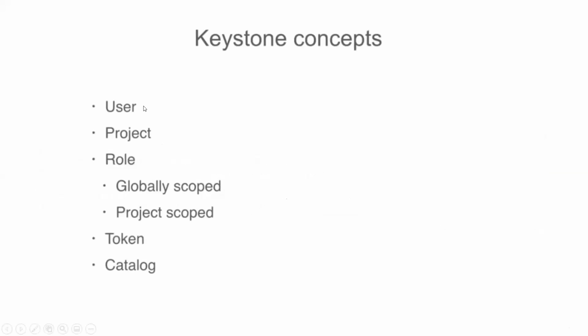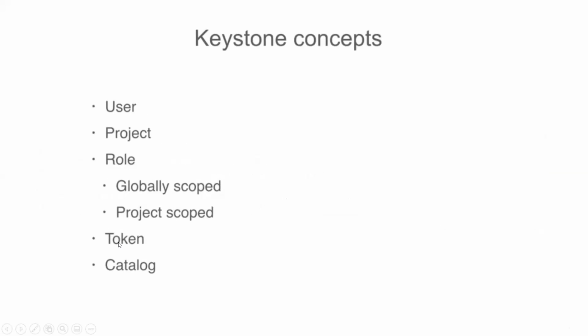Okay. So again, user, project. Generally, the flow is we first create a user, then we create a project. The project is assigned a user, then we create a role. The roles can be globally scoped. Globally scoped means across all the projects. Project scope means for a specific project. Most of the time the roles are project scoped. Only admin is globally scoped. He can touch every project.